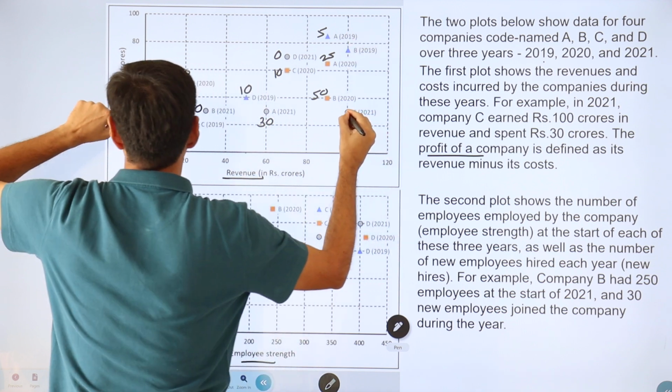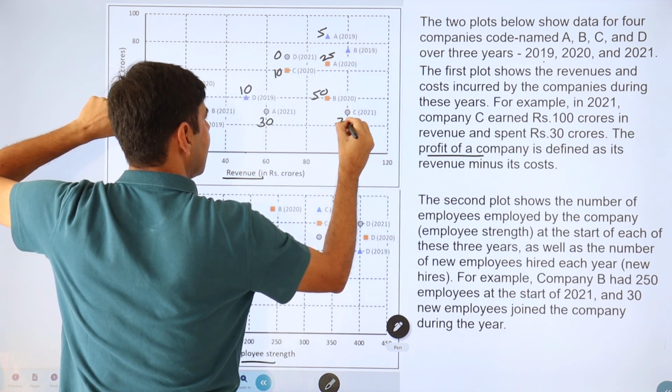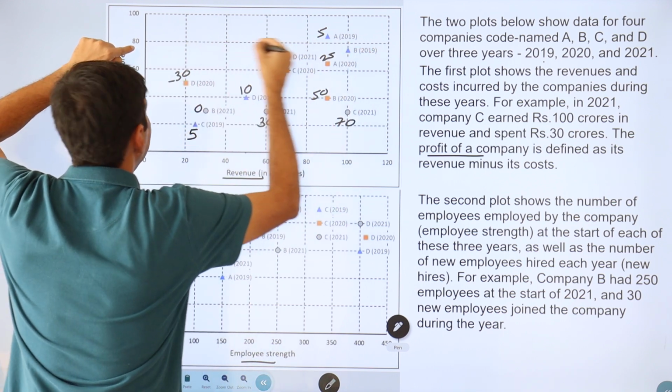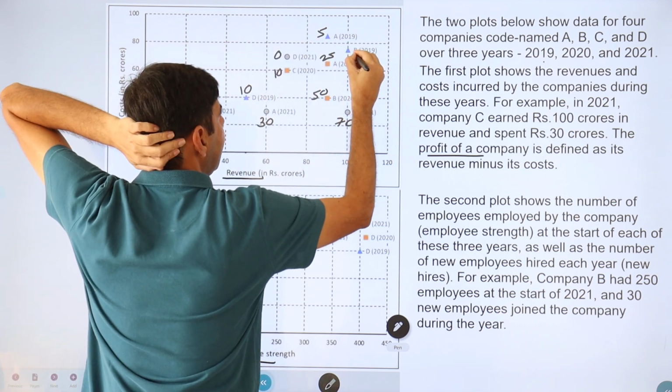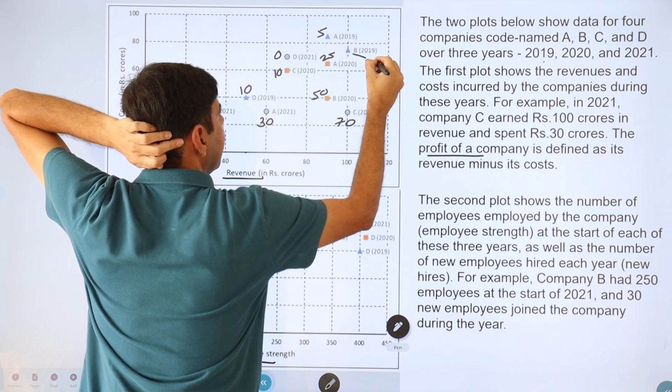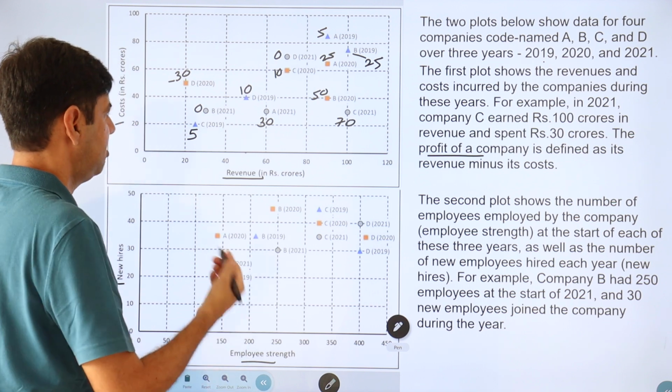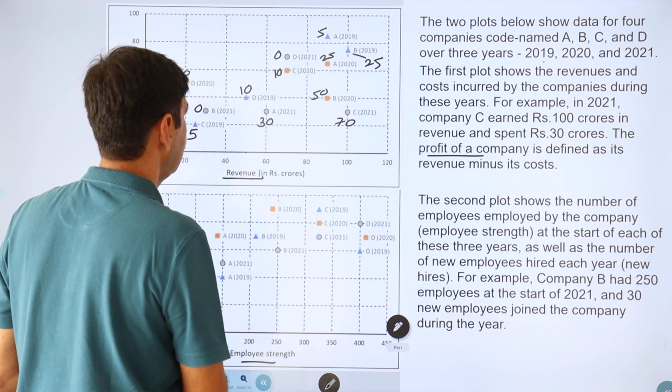And this is 100. 100 minus 30 is 70. B is 100 minus 75. That's a 25. So let me write there 25. Right. So it looks like C could be my answer. Let's check. So for A, B, C, D, I want the total profit.